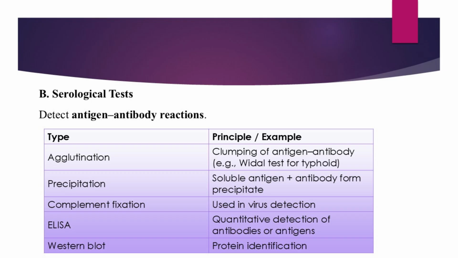B. Serological tests. These tests detect antigen-antibody reactions. The types are agglutination, which is the clumping of an antigen-antibody complex, with an example being the Widal test for typhoid. Precipitation, which involves a soluble antigen and antibody forming a precipitate. Complement fixation, which is used in virus detection. ELISA, which is the quantitative detection of antibodies or antigens. And finally, Western blot, used for protein identification.